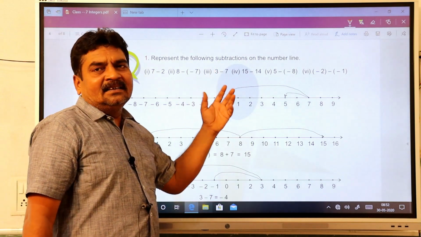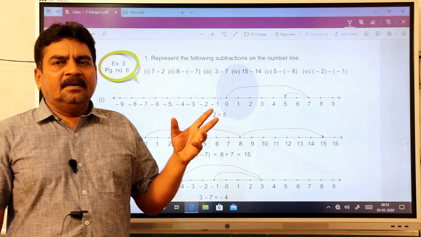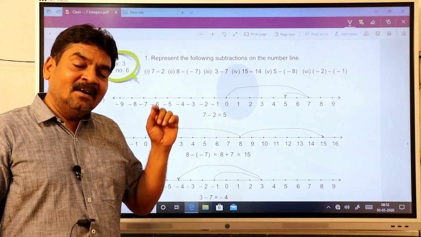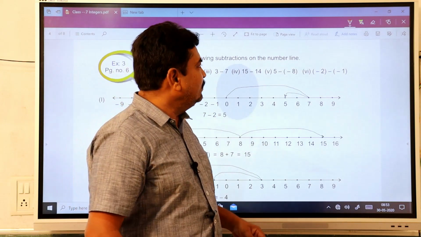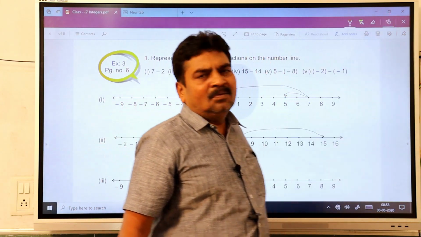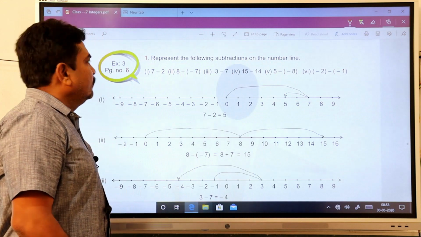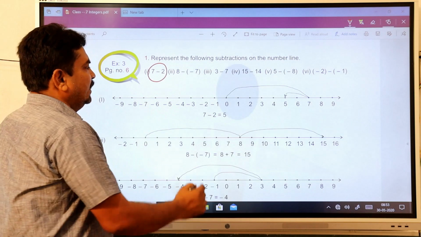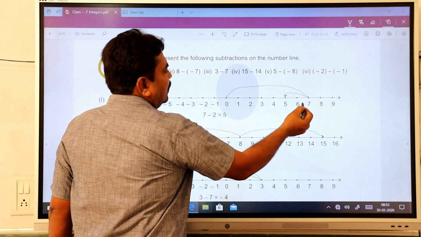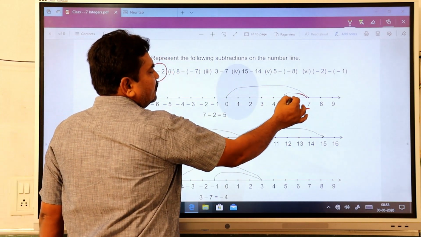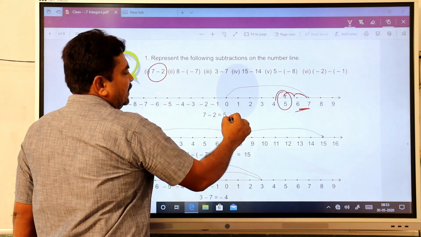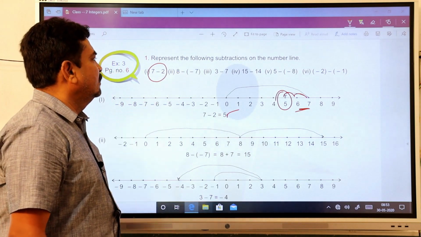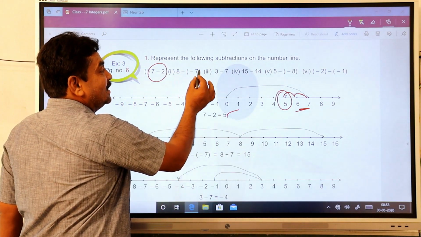Now 7th class, but a little difference. Let us represent the same computing numbers, that is integers, positive and negative numbers, on the number line. Let's see. This is something interesting, but you have to understand first. So here the first one is 7 minus 2. It's very simple. From 0 you go to 7 and then you minus 2, that is 1 and 2. So 5 is your answer.